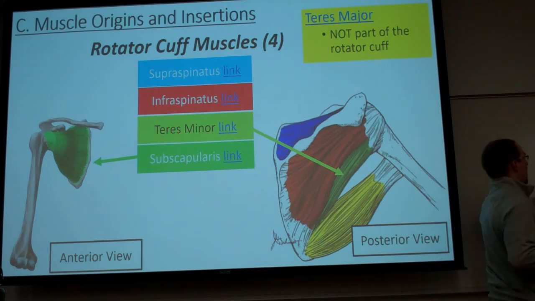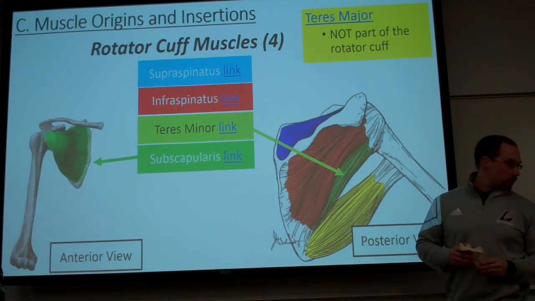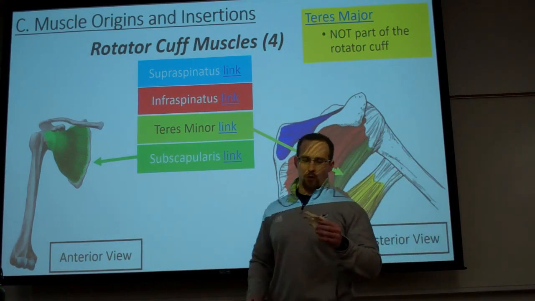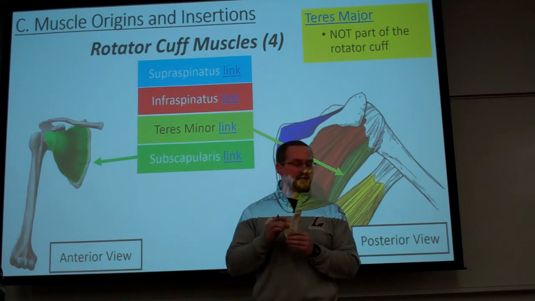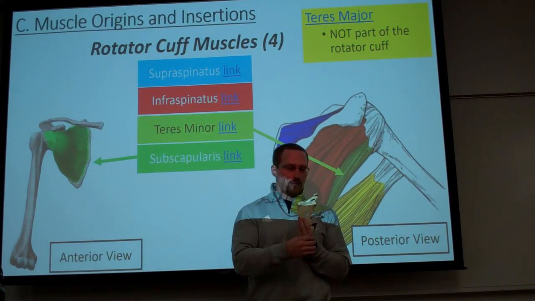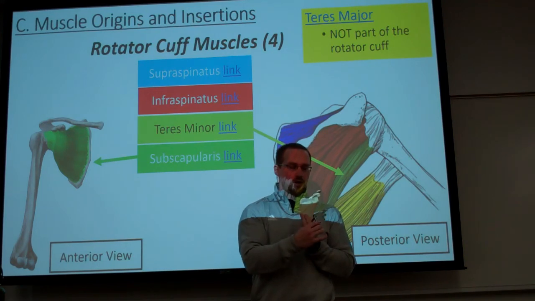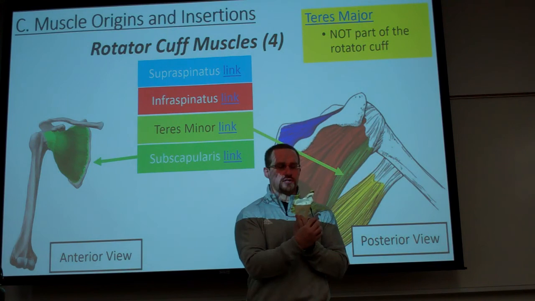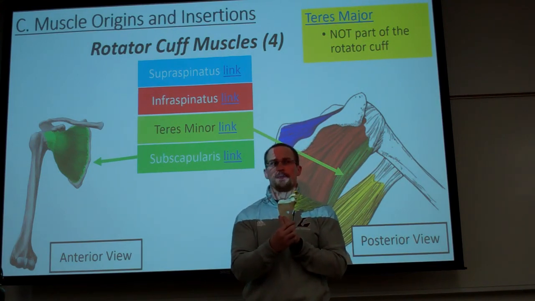Teres minor, that's one oddball here. That's going to be the upper 2/3 of the axillary border. So this is an anterior view. Remember, axillary border means closer to your arm. So the teres minor is going to originate here, the upper 2/3 of that axillary border.